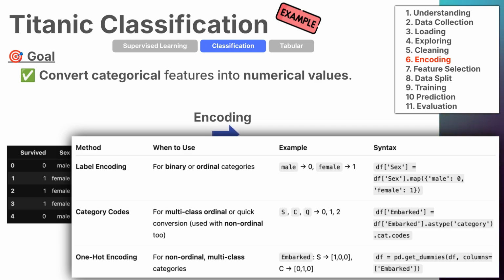Category codes are a quick way to turn categories into numbers. It works for ordinal or even non-ordinal multi-class categories, but be careful. Models might think there's an order when there isn't. One-hot encoding is ideal for non-ordinal multi-class categories like port names or colors. It creates separate columns with 0 or 1 to indicate the presence of each category without implying any order.